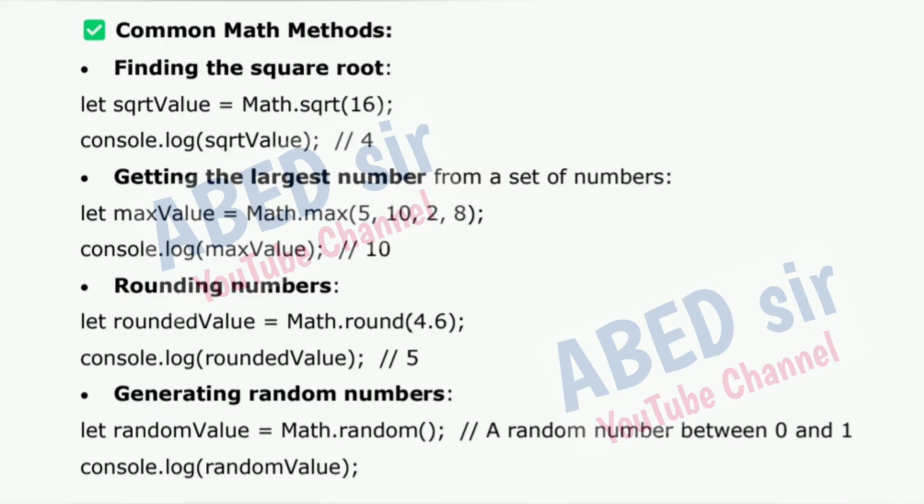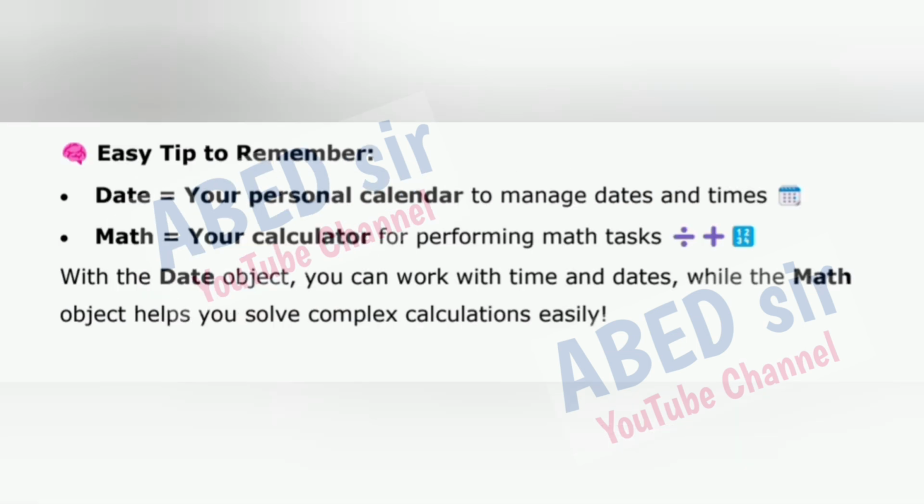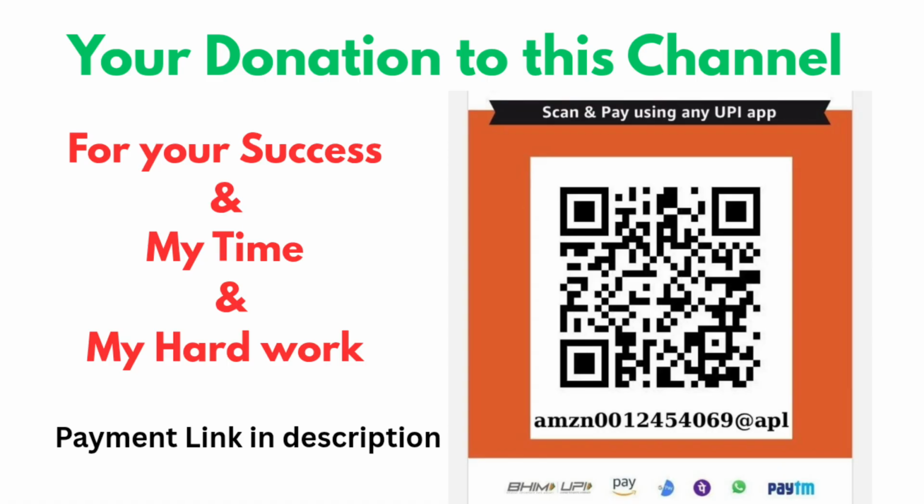console.log(randomValue). Easy tip to remember. Date is your personal calendar to manage dates and times. Math is your calculator for performing math tasks. With the Date object, you can work with time and dates, while the Math object helps you solve complex calculations easily.